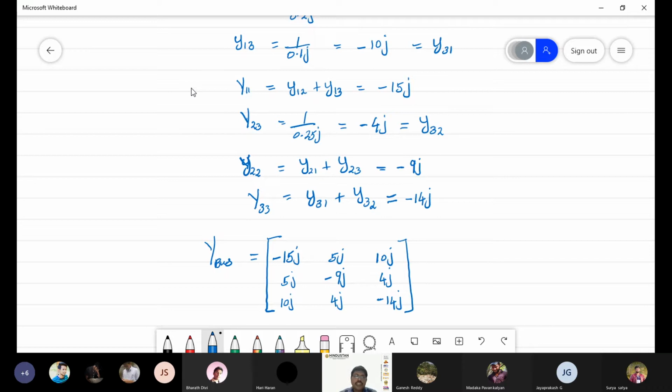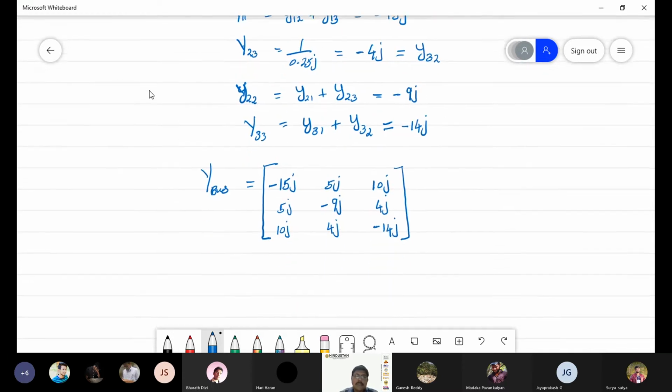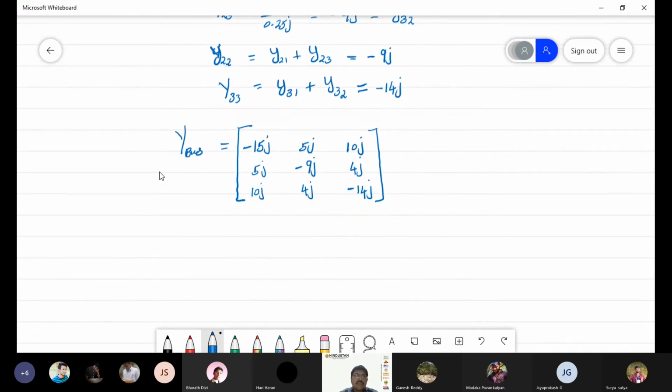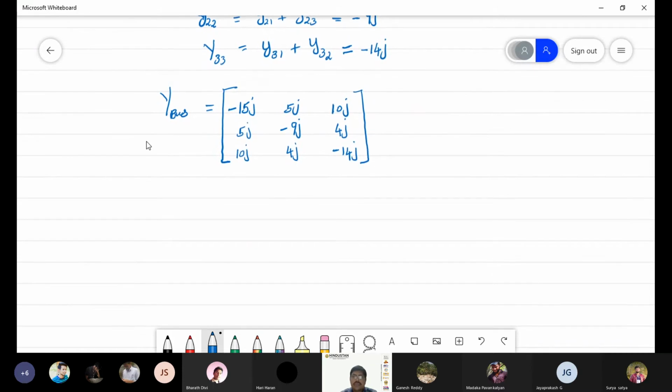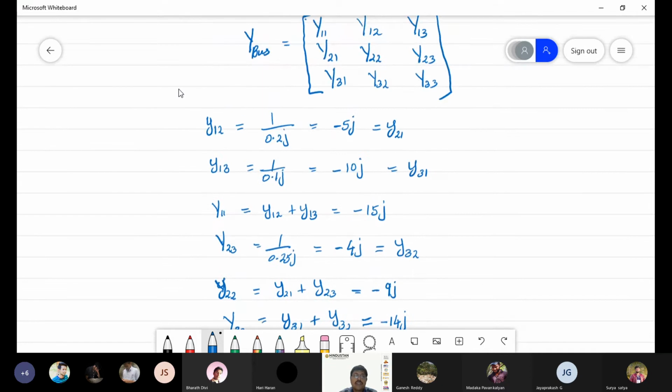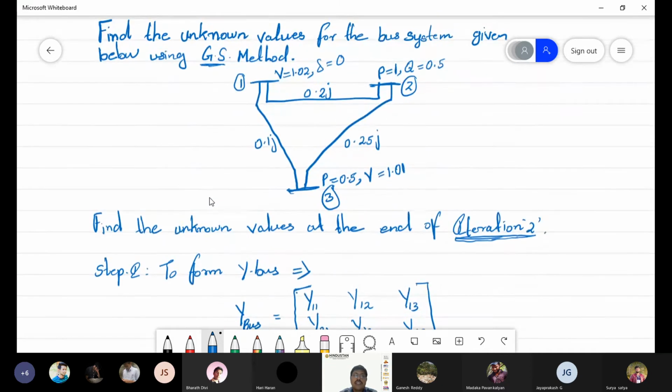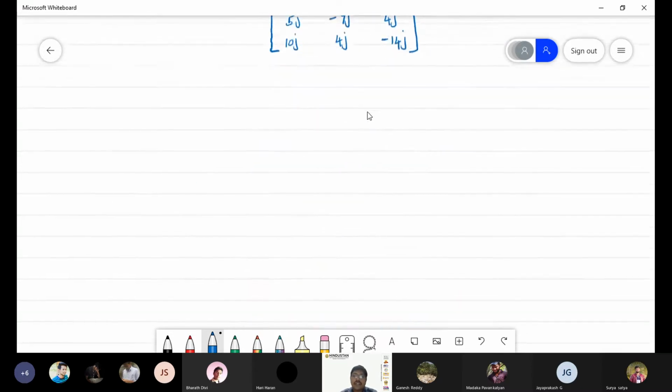Now we need to substitute it in the formula of Gauss Seidel, right? Therefore, to find out, we need to see what are the types of buses. So depending on the buses only we can do the calculation. See, the first bus is a slack bus, it is a reference bus, we don't want to find any values. But the second bus is the load bus, PQ bus. We need to find the values of voltage and phase angle.